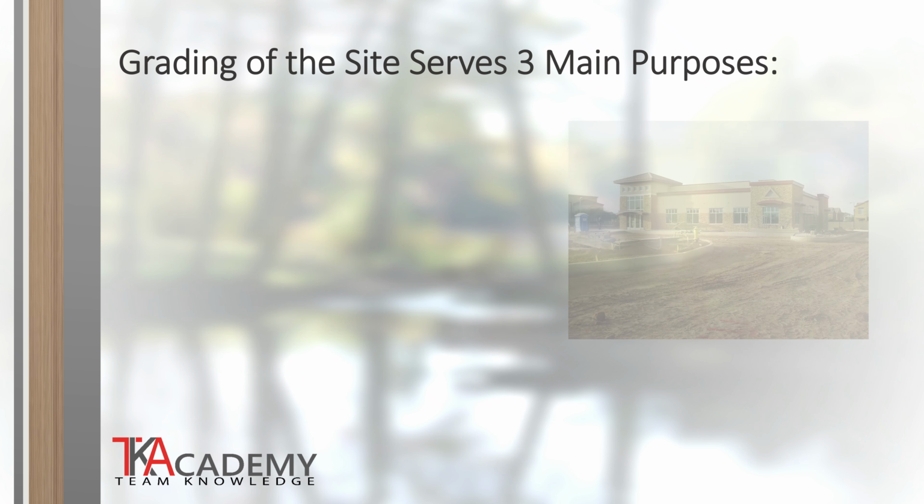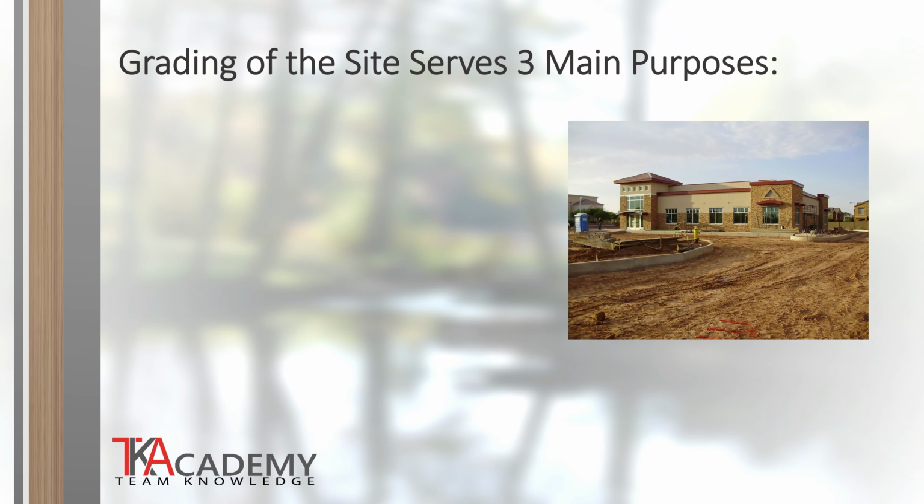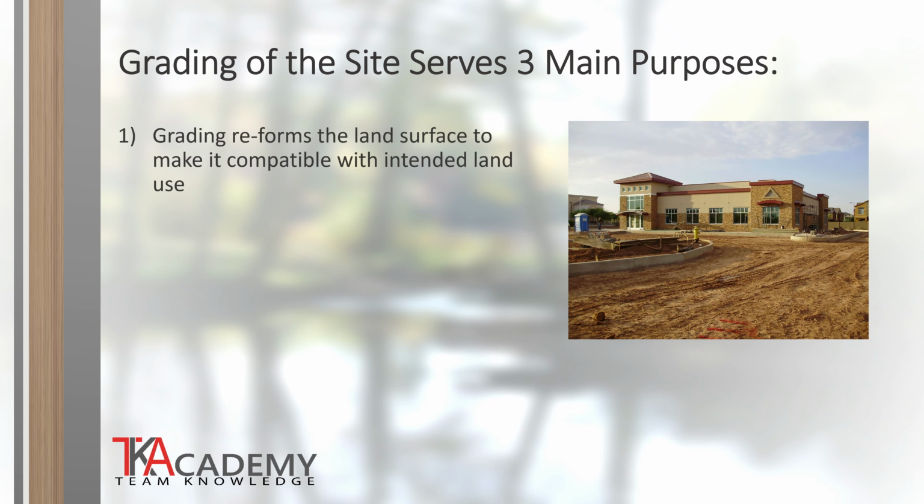There are 3 main reasons to grade a construction site. Grading reforms the land surface to make it compatible with the intended land use. The project could involve developing a building pad for a new building to be constructed, or developing a road or parking lot that has maximum grade requirements for it.